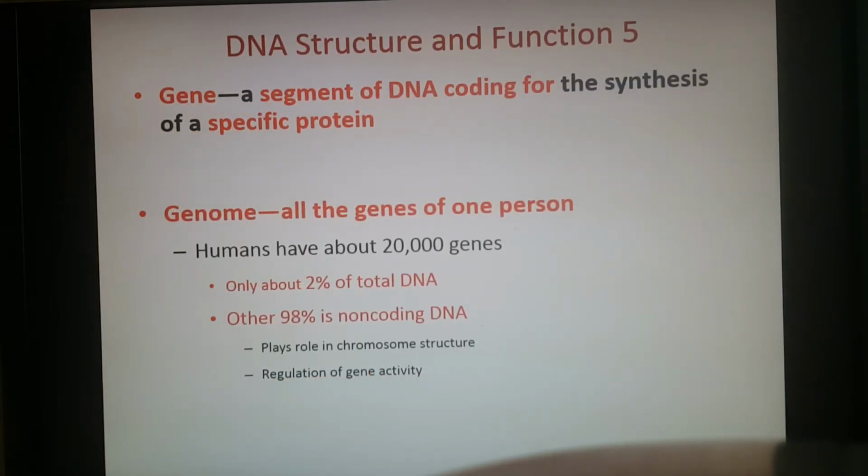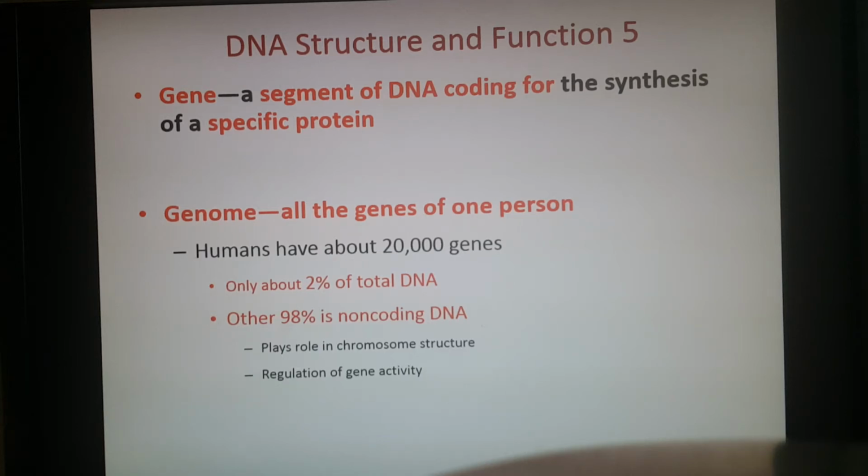So when you put these sequences together, some parts of your DNA actually code for a protein or multiple proteins. This segment that codes for proteins is called a gene. In the human genome, which is all of the genes in our entire DNA, we have about 20,000 genes. Those genes only account for about 2% of the total amount of DNA. The rest is what's called non-coding DNA.